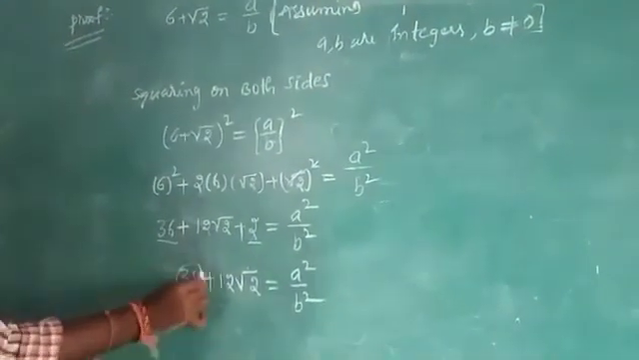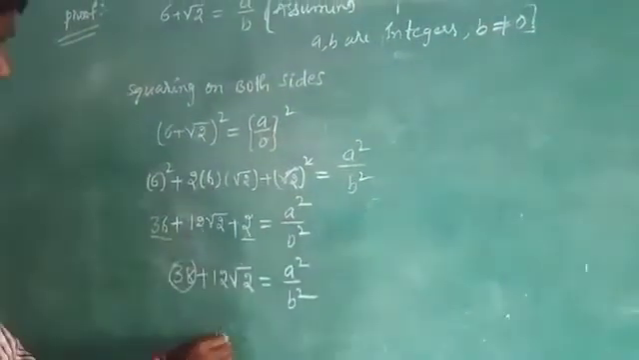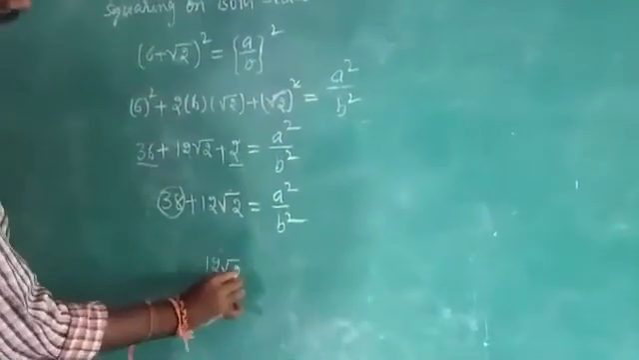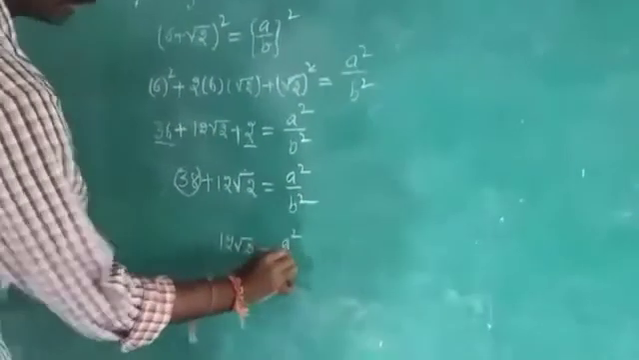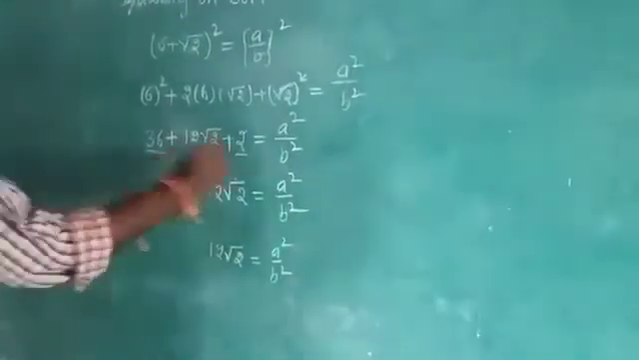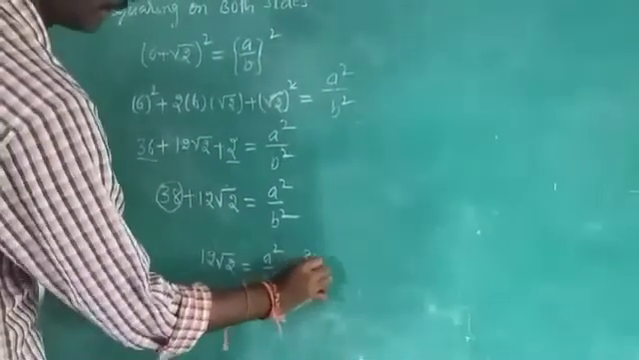This 38 you are going to transpose it. So what do you write? 12 root 2 = a^2/b^2, so transposing it, minus 38 by 1.